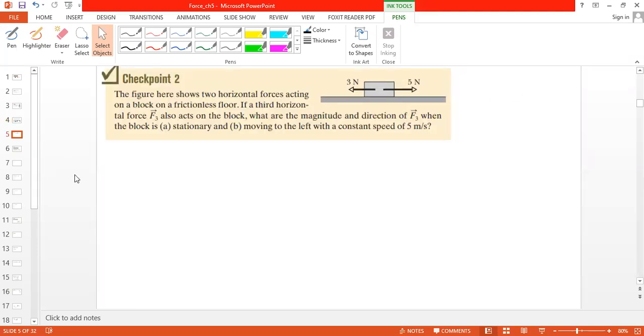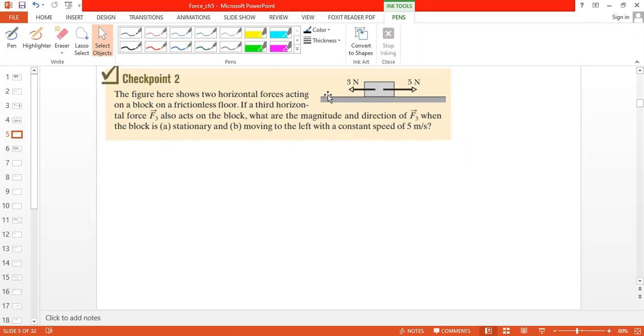So here is the problem, but this is basically a checkpoint. This is saying that two horizontal forces, 3 Newton and 5 Newton, are acting on an object on a frictionless floor. It is asking us if a third horizontal force F3 acts on the block, what are the magnitude and direction of F3 when the block is stationary and moving left with a constant speed of 5 meters per second?